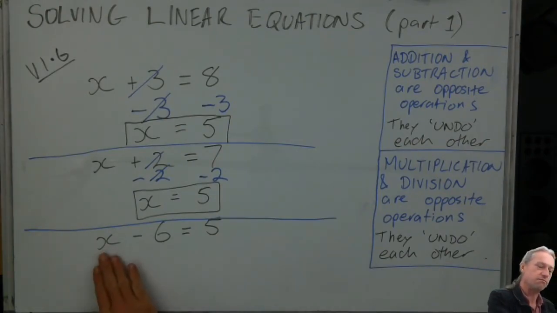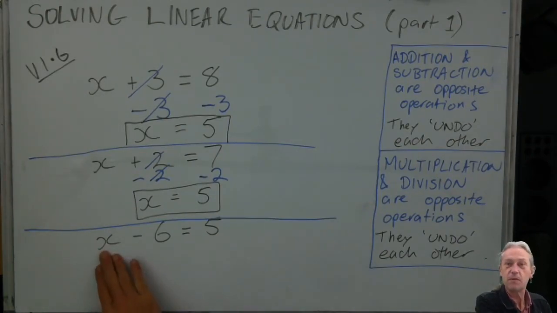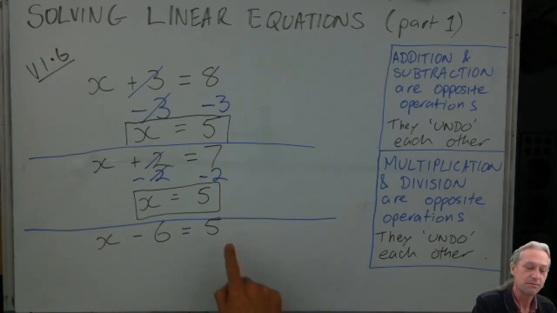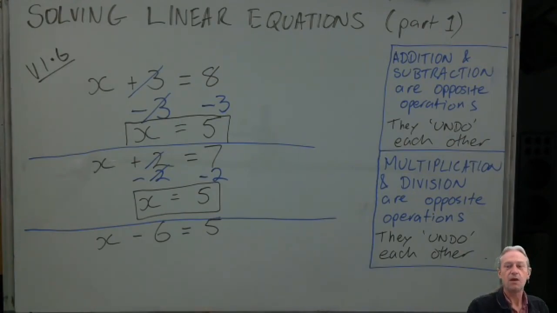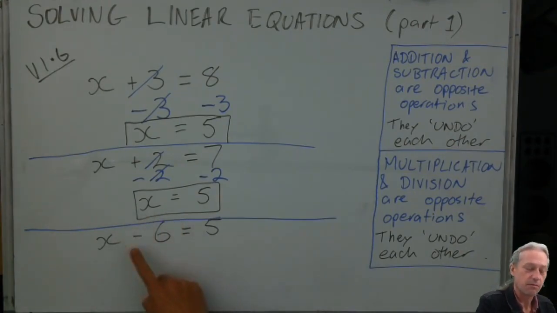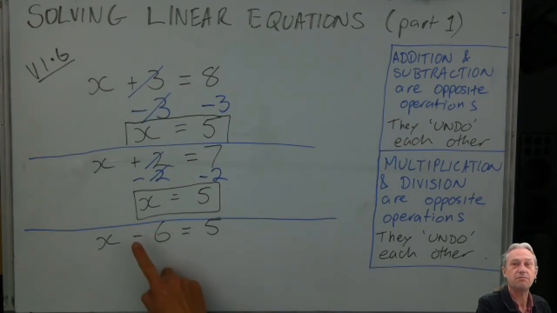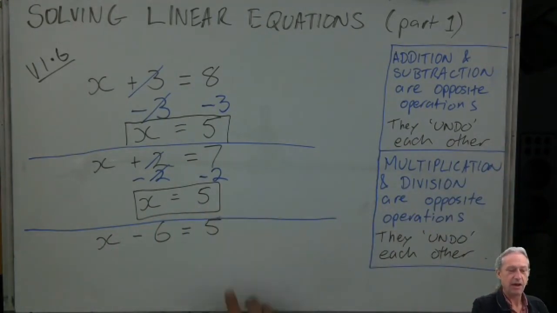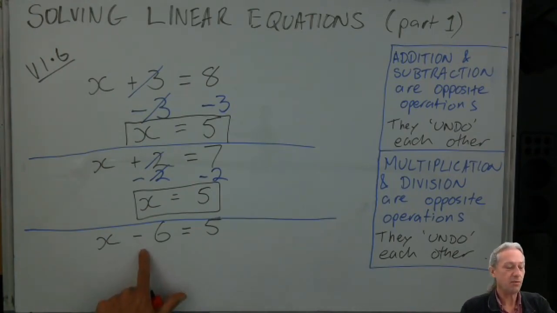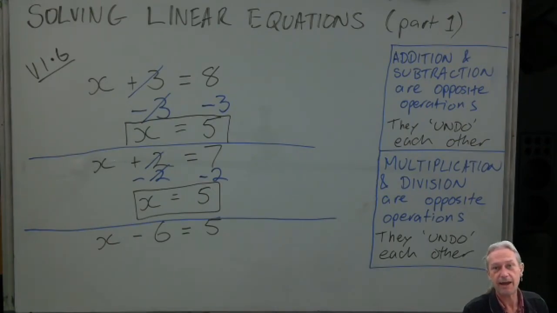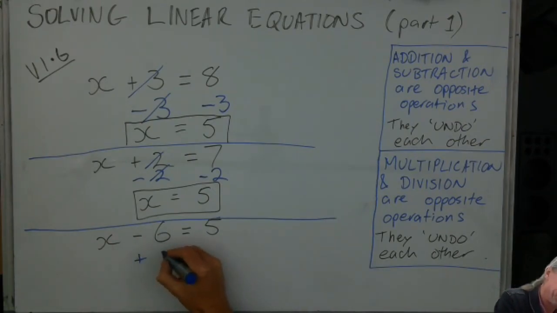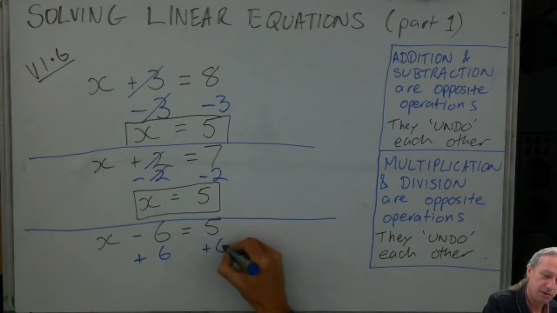Okay, so here we've got, again, an unknown number. After we take away 6, the answer is 5. So we need to get rid of this take away 6 from this side. We need to undo it and try and move that to this side of the equation so that we have x on its own. So if we're taking away 6, the way to undo that is to add 6. And we've got to do that to both sides, so we're going to add 6 over here.